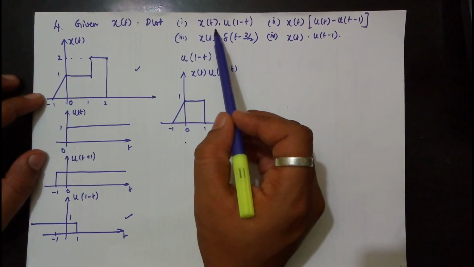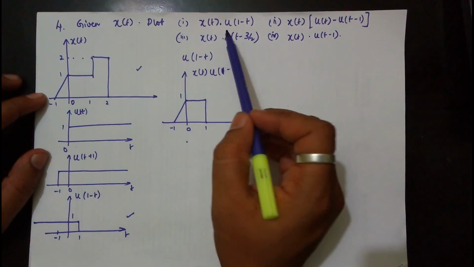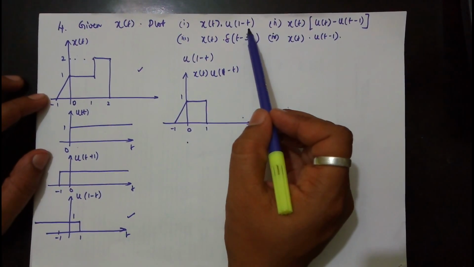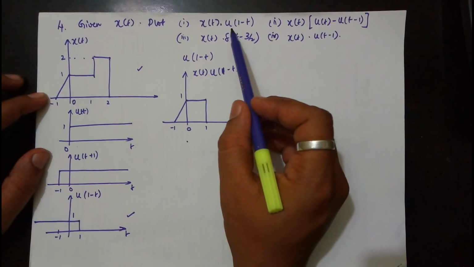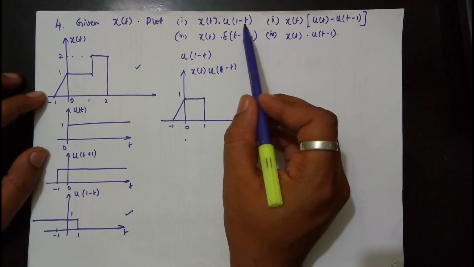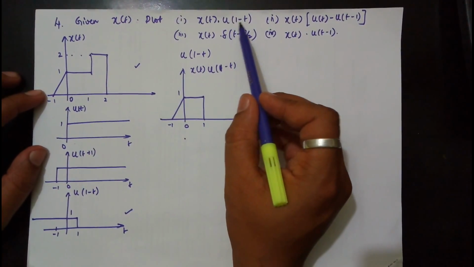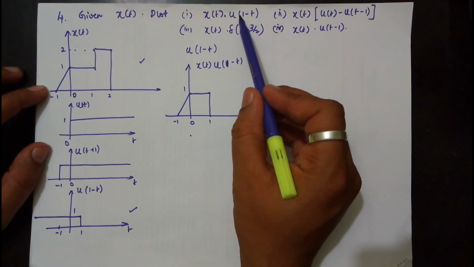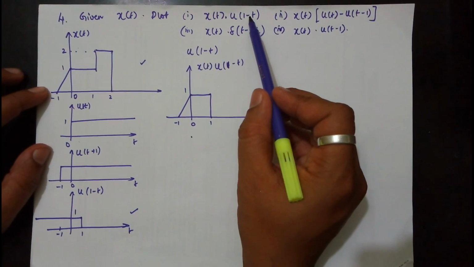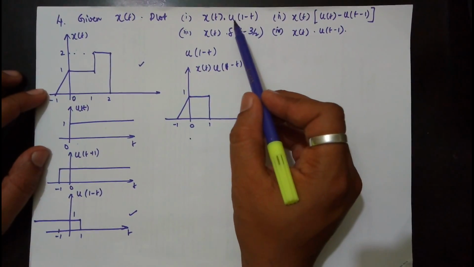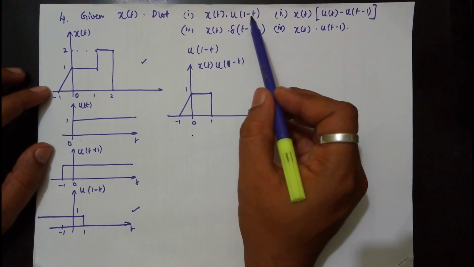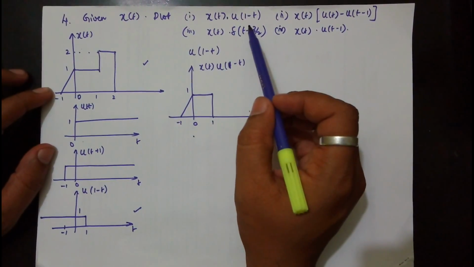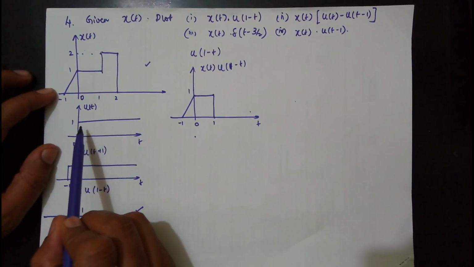When x of t is given, we already know it. We need to plot what is u of 1 minus t. So from the basics, you have to do the shifting operation first, then you take the reflection. So I need to do t plus 1 first, then take the reflection. Or I can write this as u of minus t plus 1. So it is t plus 1 first, then reflection. The same is being done here.